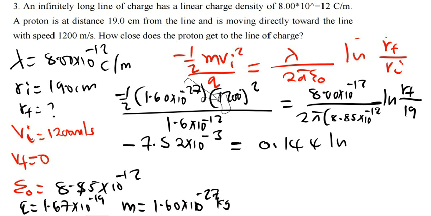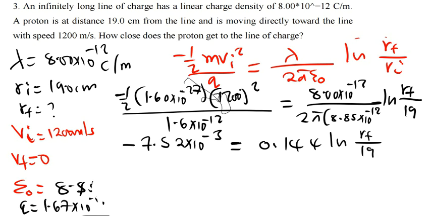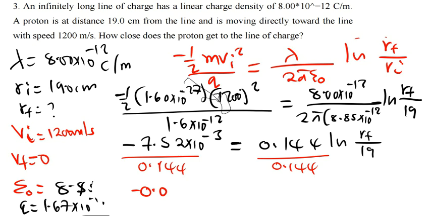Then we have ln RF over 19 here. So what I'm going to do now is divide both sides by 0.144. So what are we going to have? We have negative 7.52 times 10 to the power negative 3 divided by 0.144. So I'm getting negative 0.052, which should be equal to ln RF divided by 19.